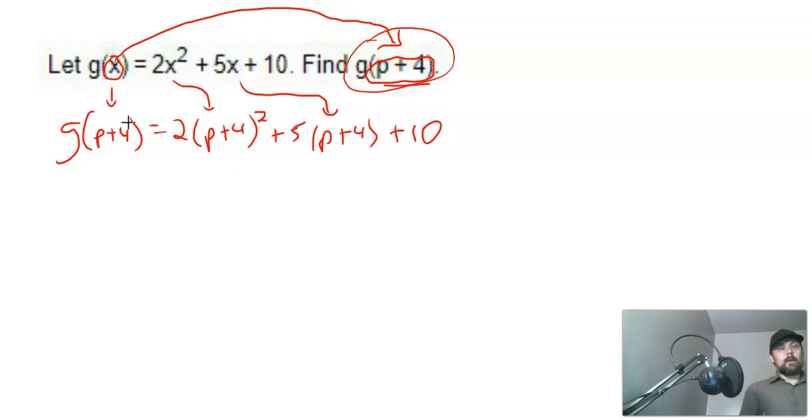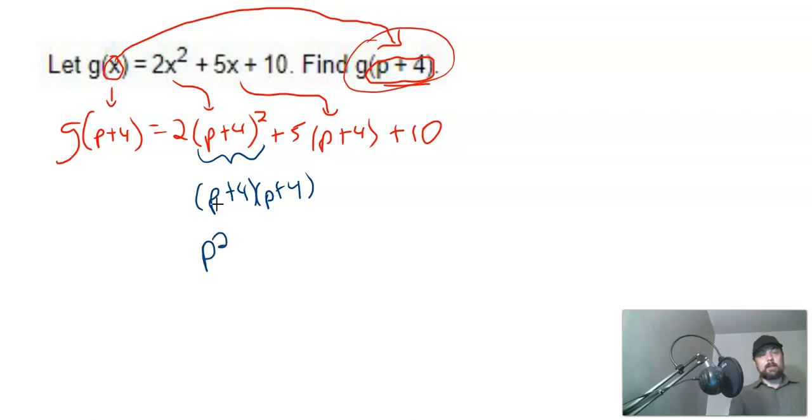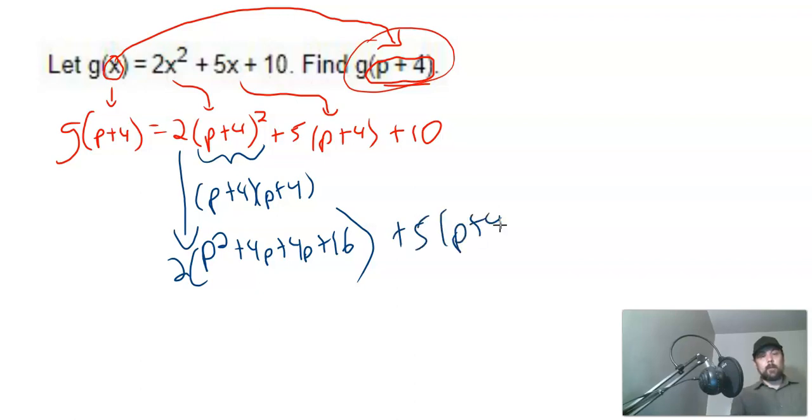Right. And then, unfortunately, MyMathLab isn't going to let you get by that easy with saying, okay, that's the equation. They want you to simplify this, so we have to multiply all this out. P plus 4 squared, remember you can't distribute the power of 2 there. You have to write it as p plus 4 times p plus 4, and you have to FOIL. So we'll do first, outer, inner, last. We get p squared plus 4p plus 4p plus 16. And then that has to get multiplied by 2, plus 5 times p plus 4, plus 10.